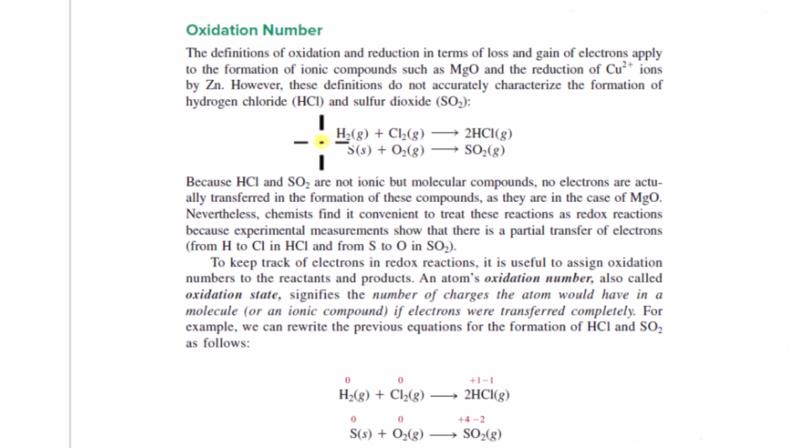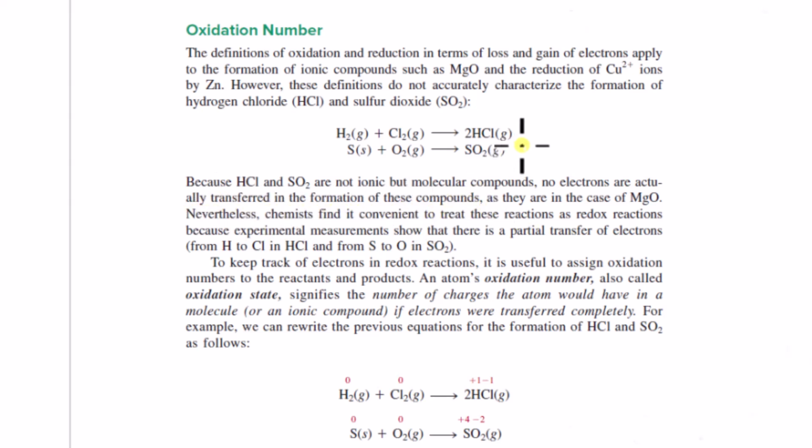And they're mainly saying that because we talked about how electrons are transferred. They start off in one location or position in the reactants, and then when they go into products, they're transferred. And this definition made sense when ionic compounds were involved because we know that ions are created by a full transfer of electrons. Electrons are fully transferred to form ions, right? And so that's what they're saying here. Because HCl and SO2 are not ionic but molecular compounds, no electrons are actually transferred in the formation of these compounds, right?